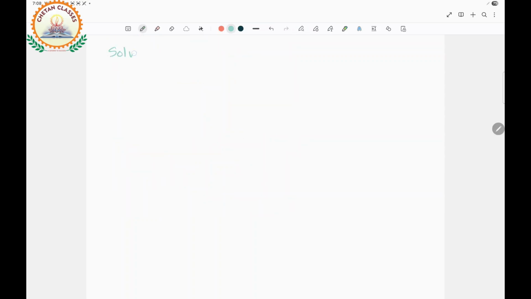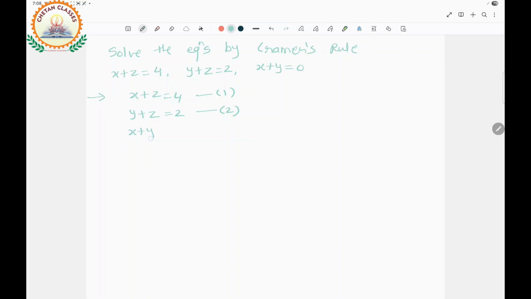Next example. Solve the equations by Cramer's rule. First equation, x plus z is equal to 4. Second, y plus z is equal to 2 and x plus y is equal to 0. So x plus z is equal to 4, consider equation number 1. Y plus z is equal to 2, consider equation number 2. And x plus y is equal to 0, consider equation number 3.